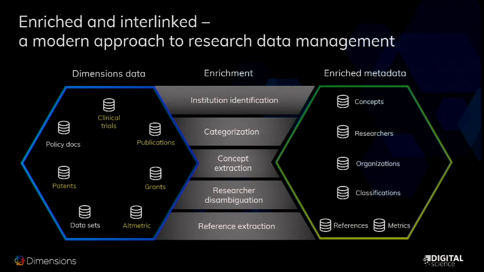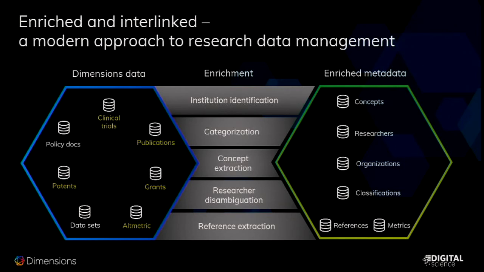We took all of this different data. We identified the institutions again using Grid to help disambiguate them. We categorized things at a record level. So instead of categorizing an entire journal, for example, as belonging to one field of research, we've categorized each article according to different fields of research. We've tried to extract concepts.